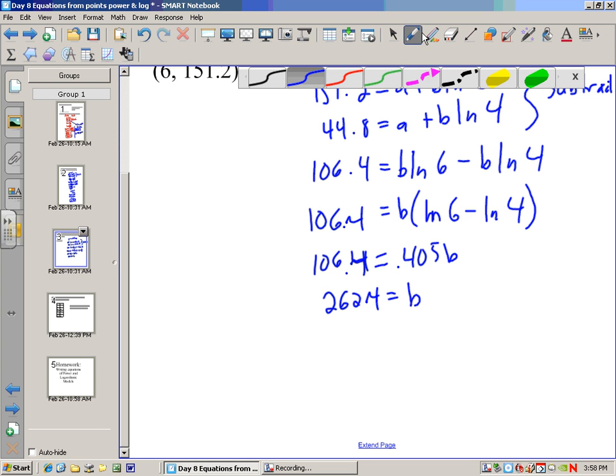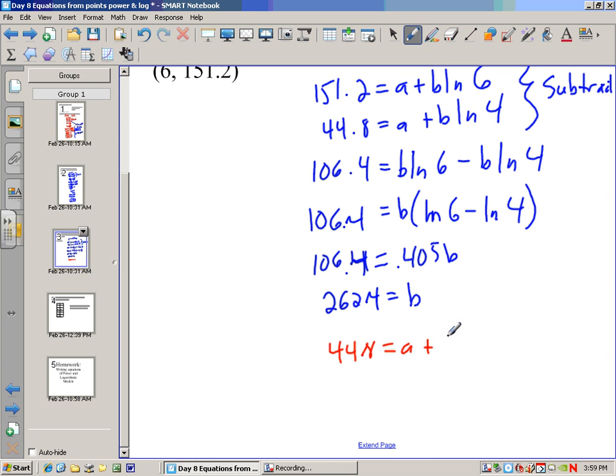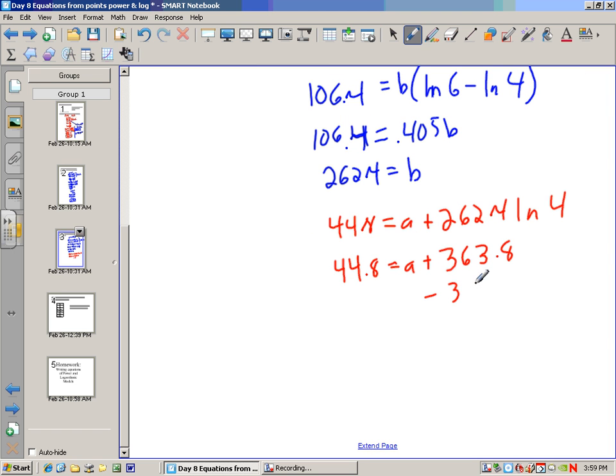Now let's plug that b value into one of the functions. I'll say 44.8 is equal to a plus 262.4 times the natural log of 4. So 262.4 times the natural log of 4 is 363.8. So I have 44.8 is equal to a plus 363.8. Now I'll subtract this from both sides.